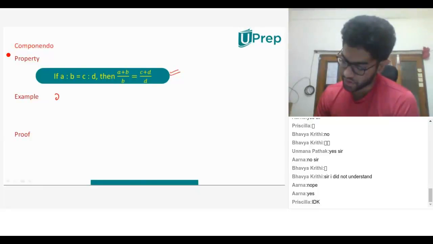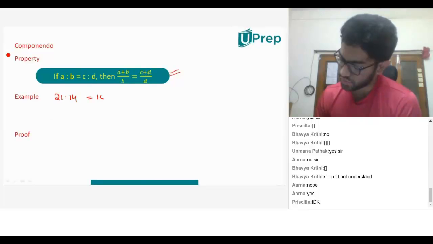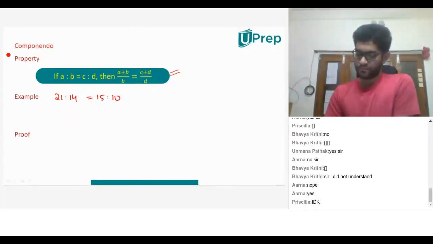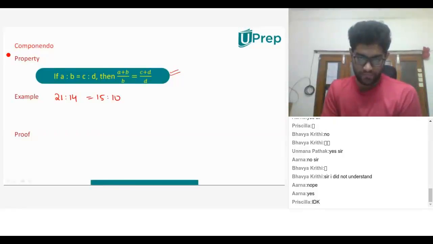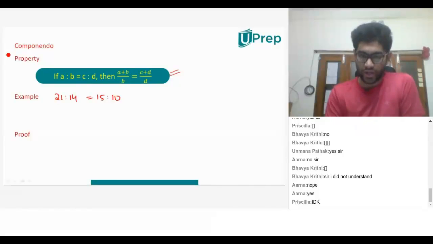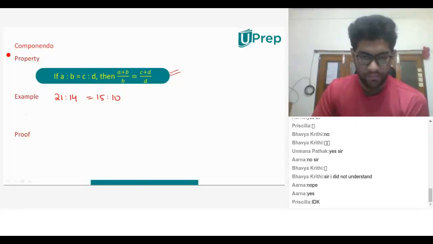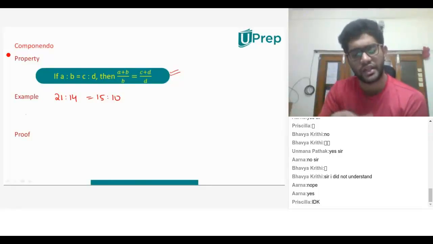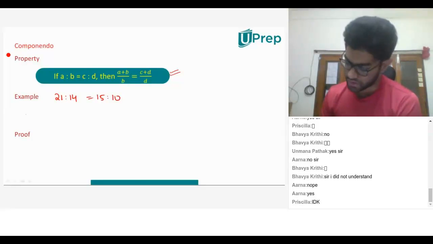For example, I say 21 is to 14 is equal to 15 is to 10. Alright. How can I use componendo in order to prove this? You wanted numbers? Let me take numbers. 21 is to 14 is equal to 15 is to 10. How can I prove this? If you do not want to add 1, add 2, add 3. See if you get the same answer. You'll get the same answer, but let me do it with 1 first.